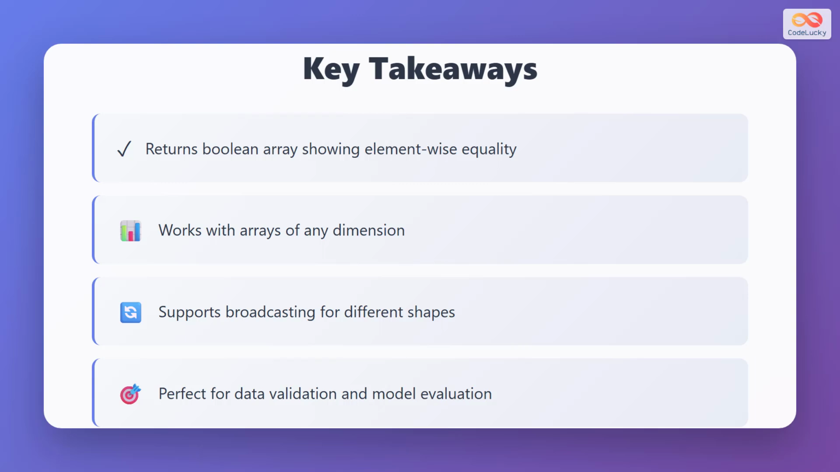Let's recap the key points. np.equal returns a Boolean array showing element-wise equality between two arrays. It works with arrays of any dimension, from one-dimensional vectors to multi-dimensional matrices. The function supports broadcasting, allowing you to compare arrays of different shapes. And it's perfect for practical tasks like data validation and model evaluation.